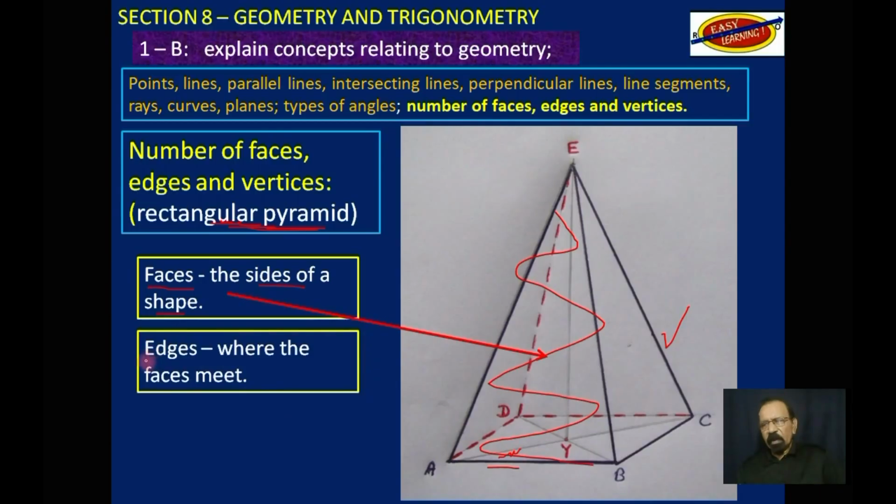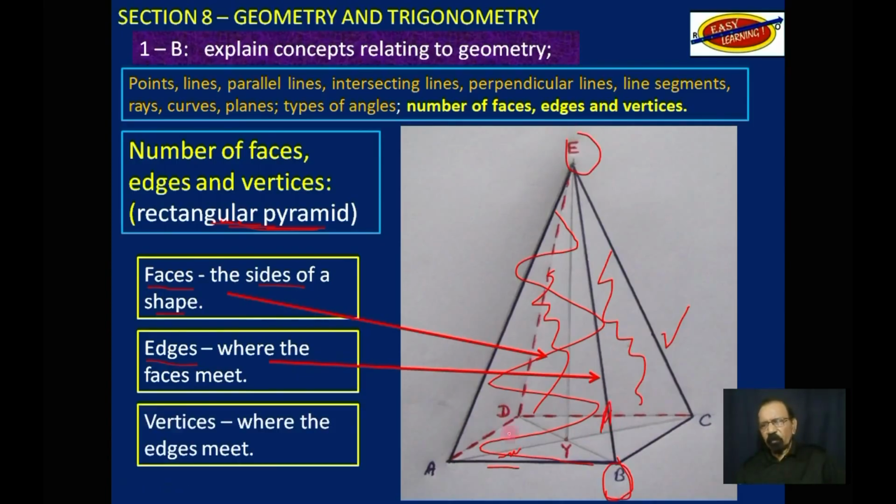What do we mean by edges? Where the faces meet. So you could see that front face there meets this side face here along this line EB. This here, so that's one edge.